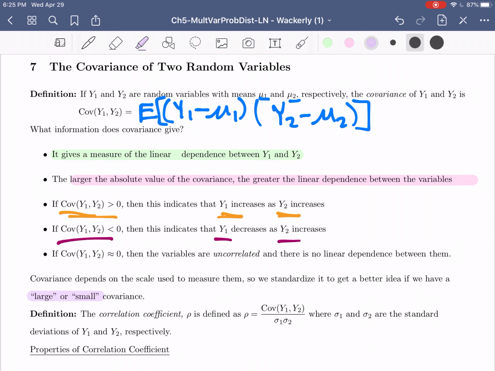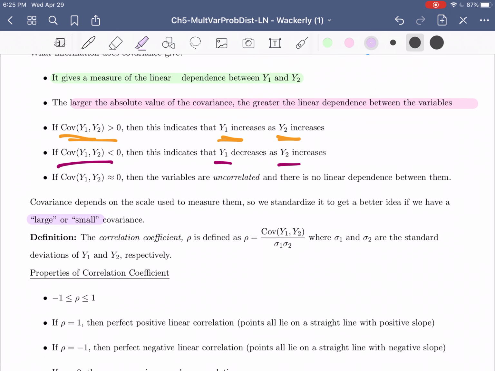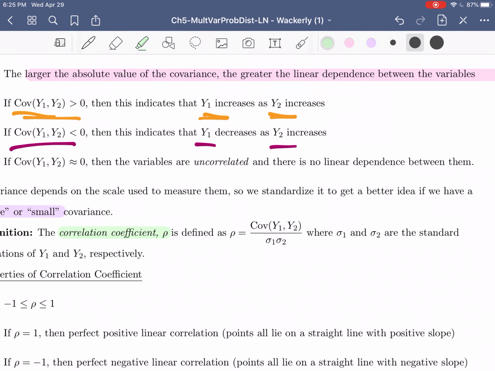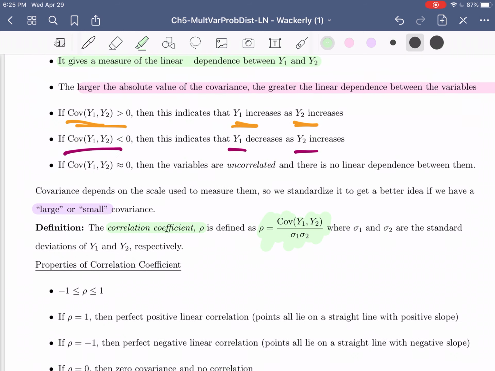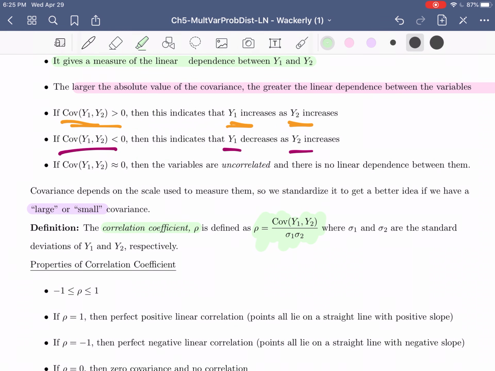And so we can standardize that with the correlation coefficient rho. That's the Greek letter rho. It looks kind of like a p. For that correlation coefficient, we find the covariance between y1 and y2, and we divide by the standard deviations of y1 and y2, respectively.